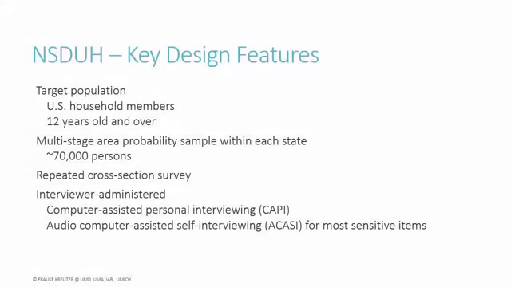This survey is interview administered. It's a computer-assisted personal interview, so CAPI, one of the modes we introduced earlier. And part of the survey, because it's so sensitive, is done by audio CASI, where the interviewer flips the laptop around and the respondent puts on headphones and can hear the question and just enters the answer, him or herself, into the computer.